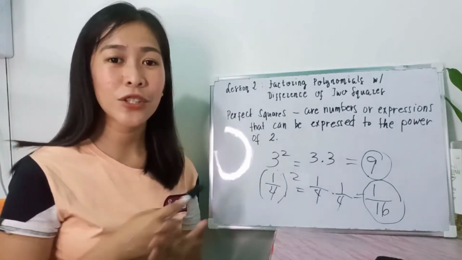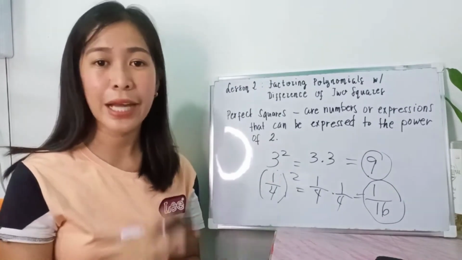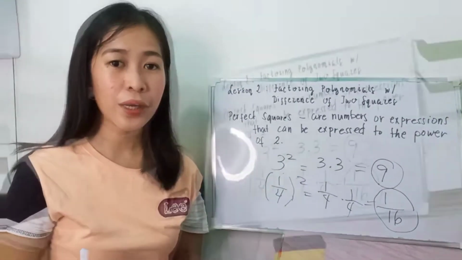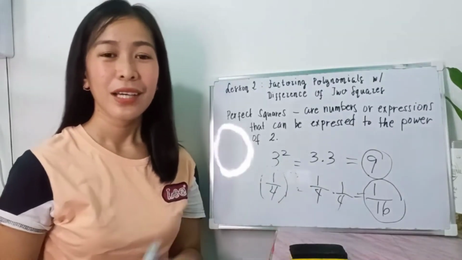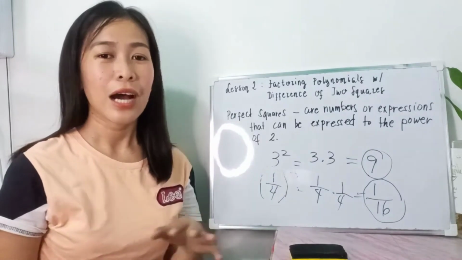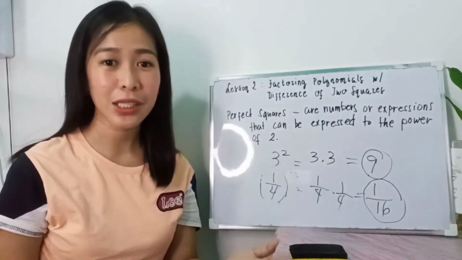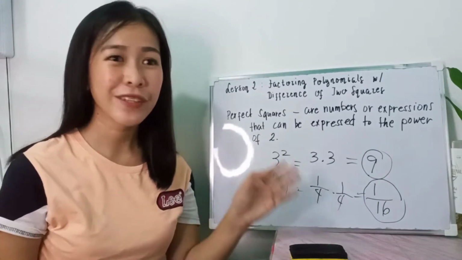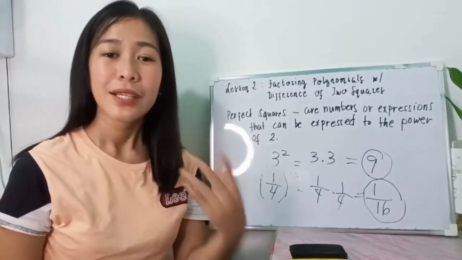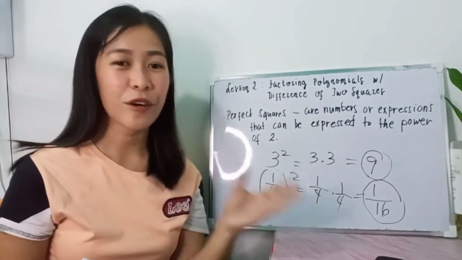Okay? Lahat ng dinodoble natin na numbers, any expressions na dinoble natin, the answer would be a perfect square. And when I say any number, it means 3 times 3, kagaya nito. 6 times 6, the answer is 36. Therefore, 36 is a perfect square. 11 times 11, the answer would be 121. Therefore, 121 is a perfect square. And that is how I'm going to teach you the perfect square.